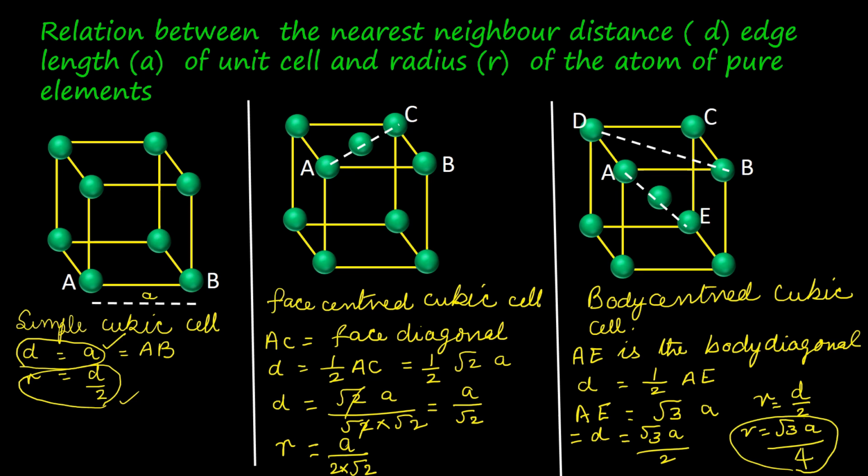Let us sum up. For simple cubic unit cell, d is equal to a and r is equal to d by 2.